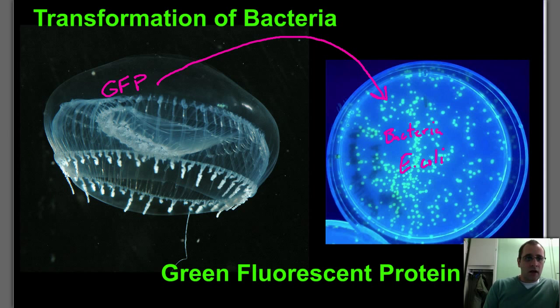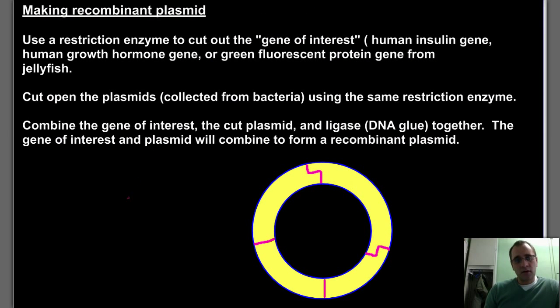Okay? All right, the method. This really kind of breaks down into two steps. One, you have to make what's called a recombinant plasmid that has your gene of interest on it. And then the second step we'll talk about on the next slide involves getting a cell to take up that plasmid.